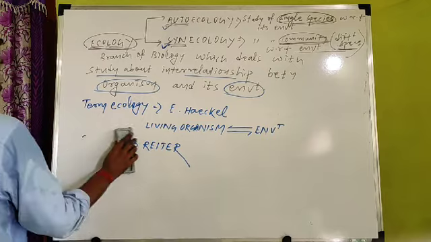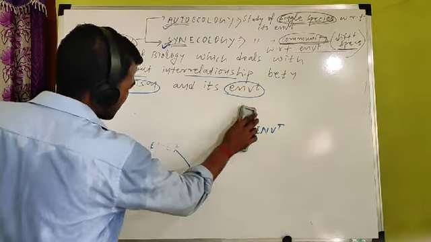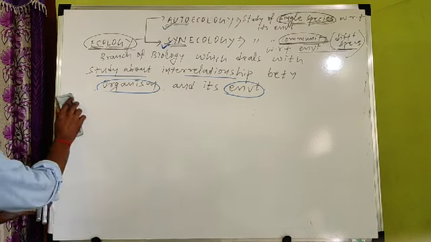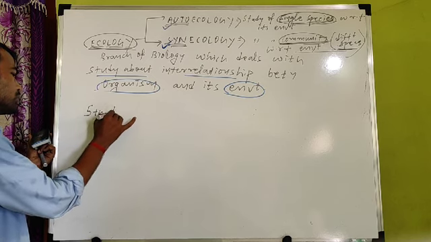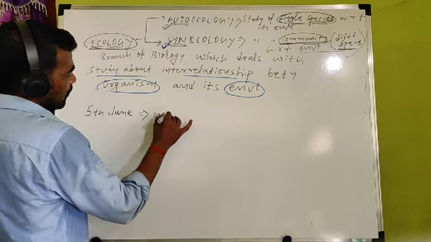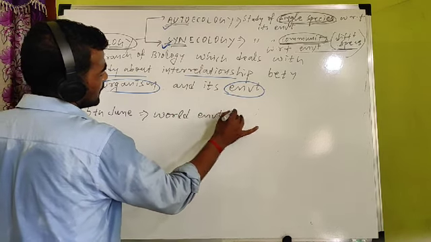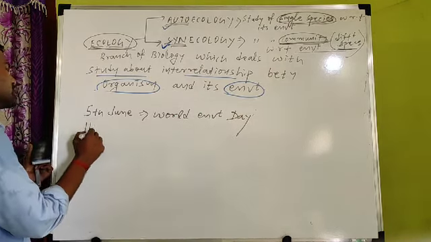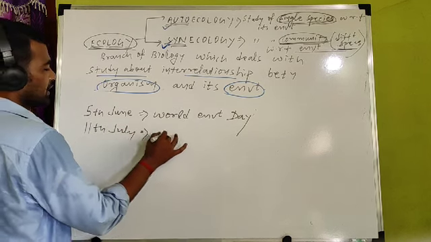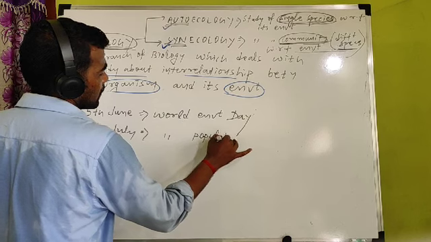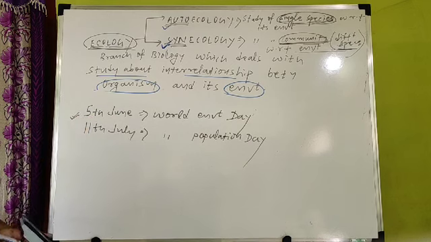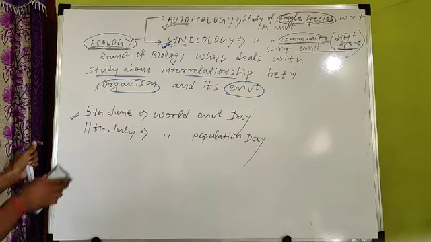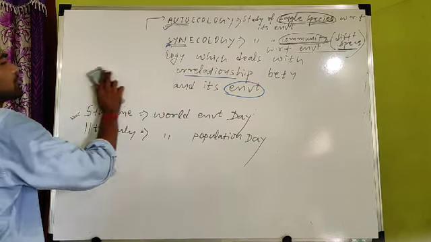Another important, informative question comes sometimes. World Environment Day is celebrated on the 5th of June. And 11th July is World Population Day. This is a frequently asked question in NEET also. Sometimes this type of question can be asked, so you have to remember 5th June, World Environment Day.